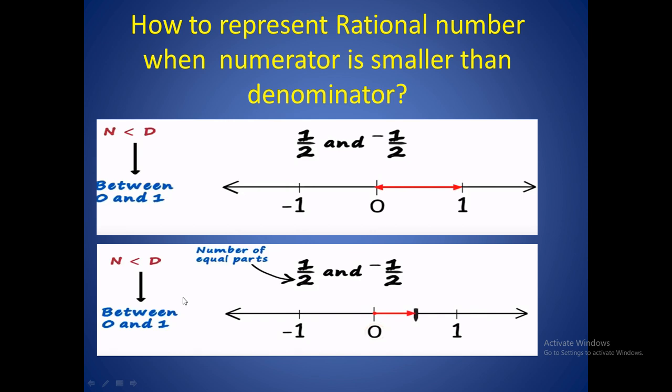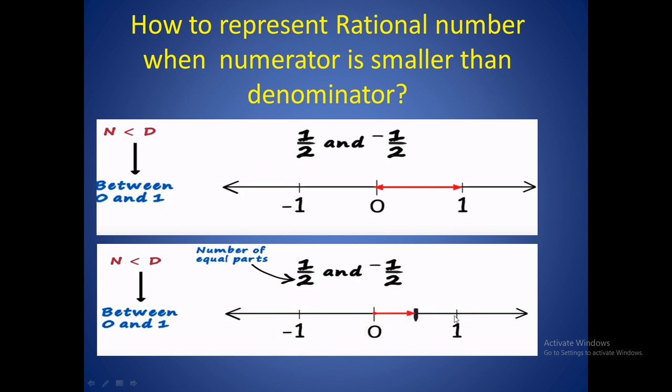Now let's see in 1 by 2 what this denominator 2 tells. This denominator 2 tells the number of equal parts, meaning this gap between 0 and 1 is to be divided into two equal parts. Look here, we will mark one point between 0 and 1, then this gap will be divided into two equal parts.